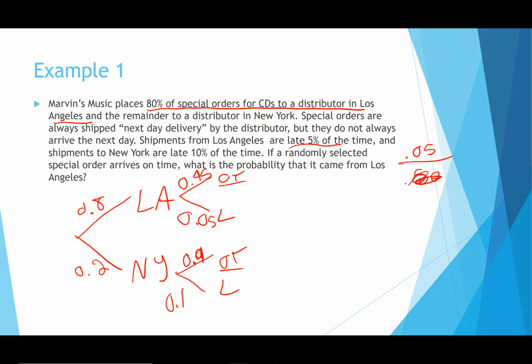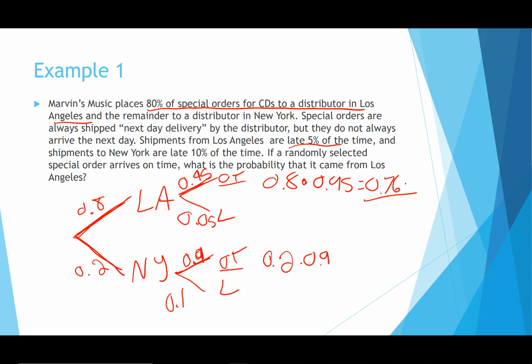For on time, there are two possibilities: the one from LA and the one from New York. For the one from LA, we get the probability by multiplying the branches together. So 0.8 times 0.95, and you get 0.76. That's the probability that it's on time and it's from LA. Now the probability it's on time and from New York, we multiply the New York and on time branches together. That's 0.2 times 0.9, which equals 0.18.